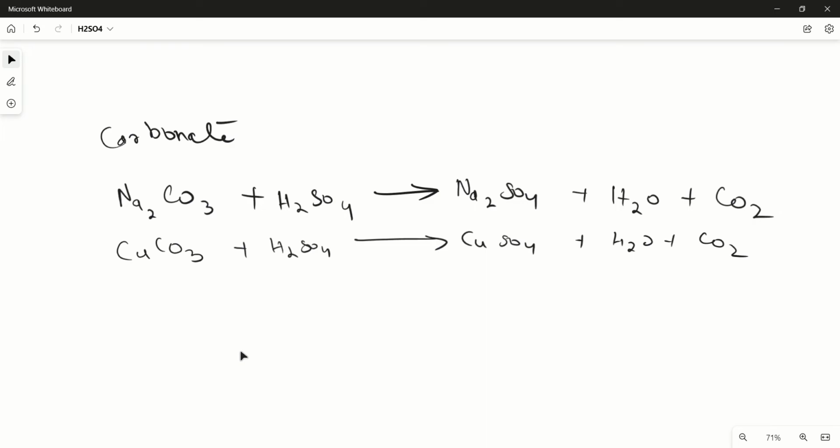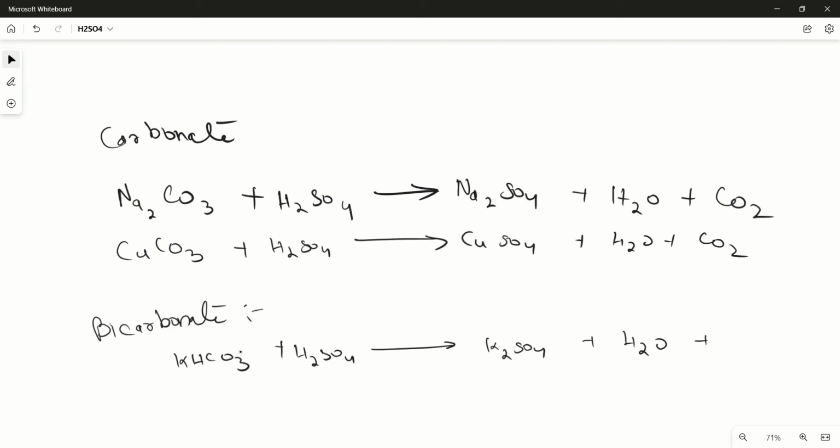Can't think of any. All right, let's go to bicarbonates. When it's a bicarbonate, it's the same thing. It's a salt plus water plus carbon dioxide. So in bicarbonates, let's take calcium hydroxide. Calcium hydroxide, ooh, wait, sorry. Calcium hydroxide plus H2SO4 gives us... what's the salt? K2SO4 plus H2O plus CO2.